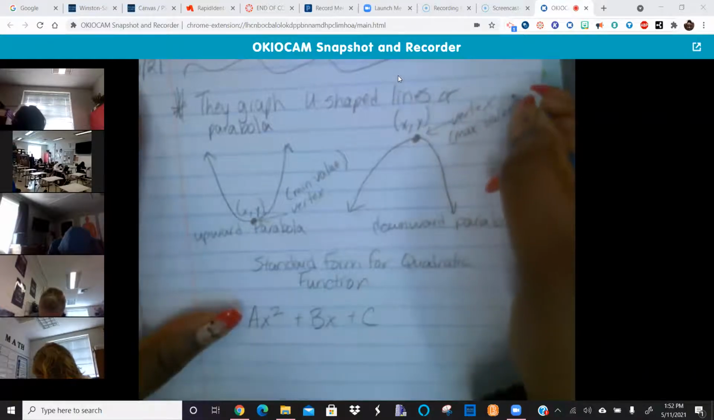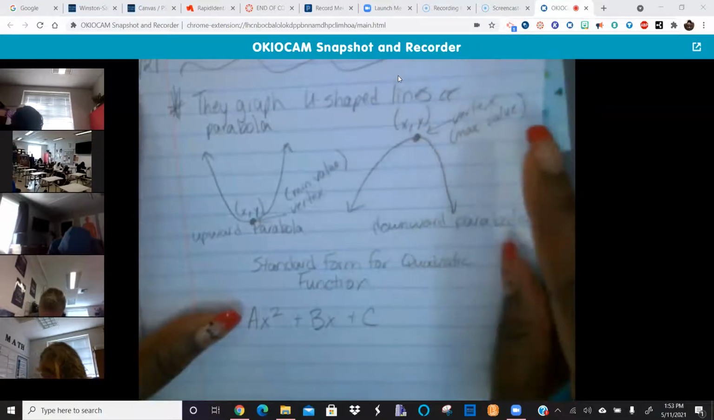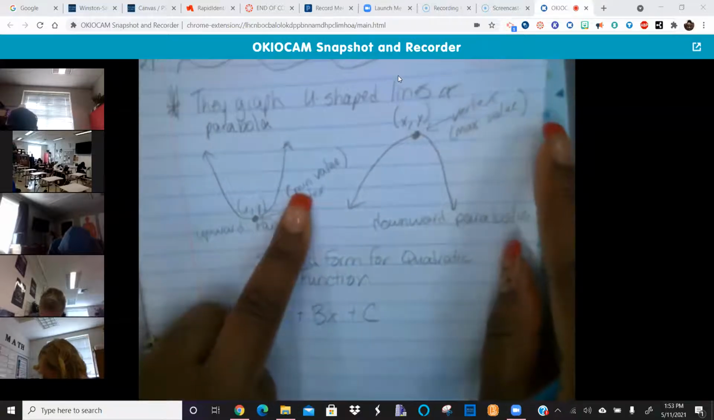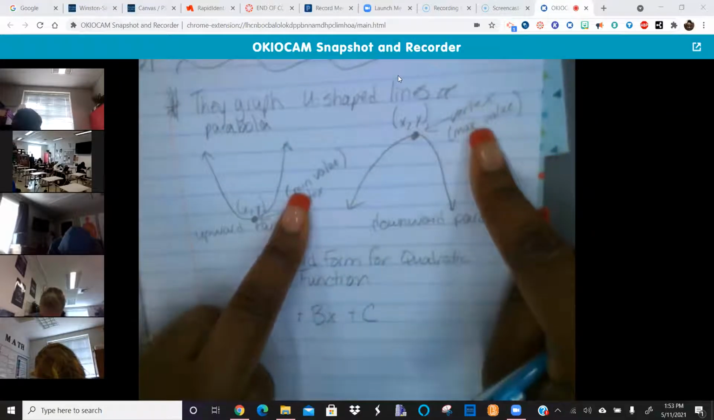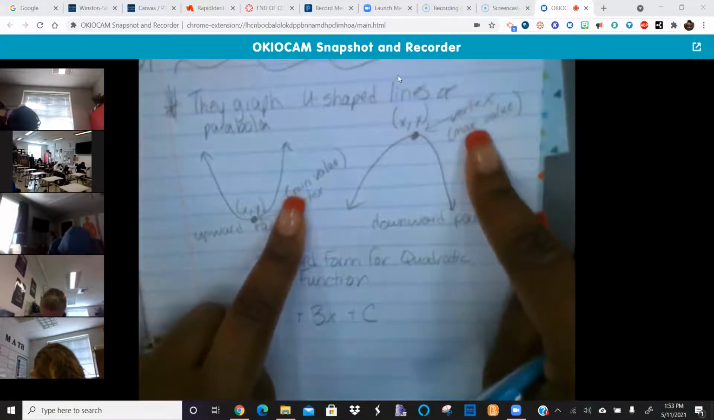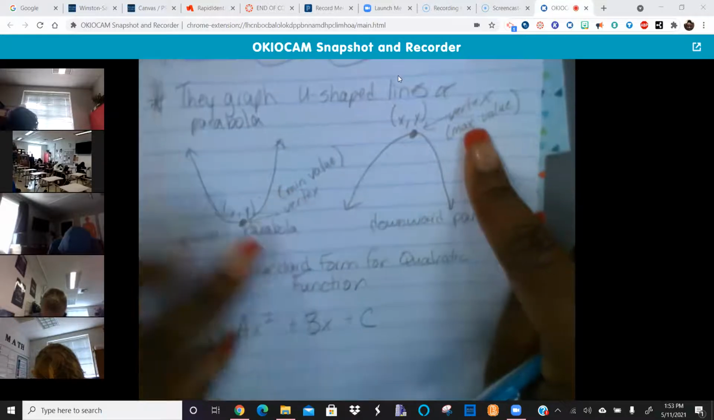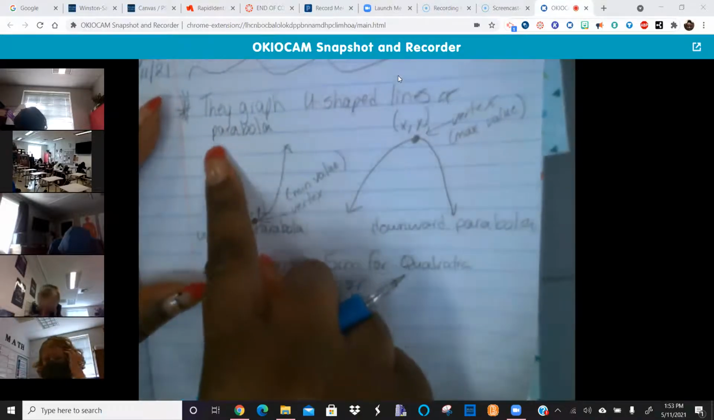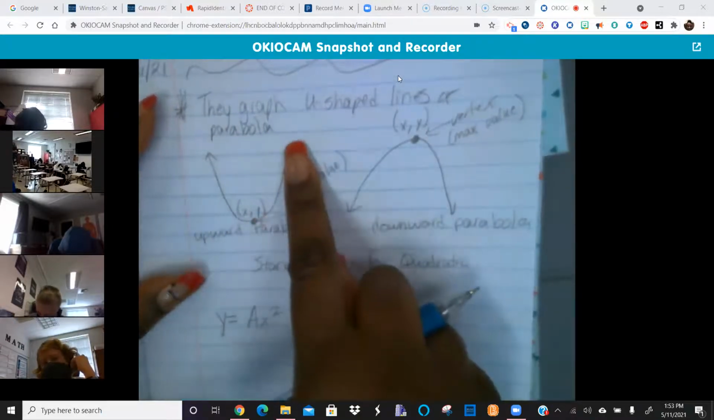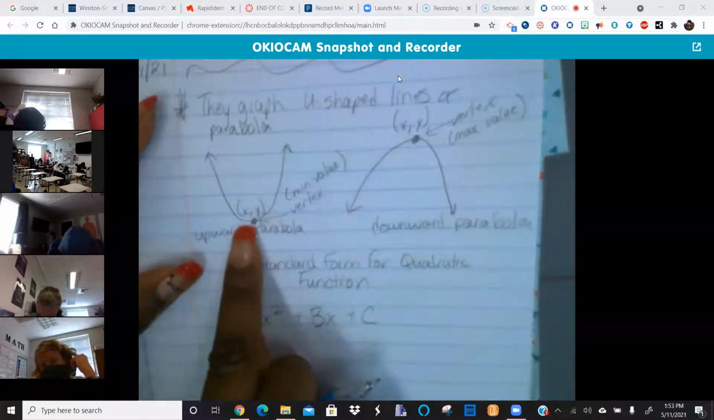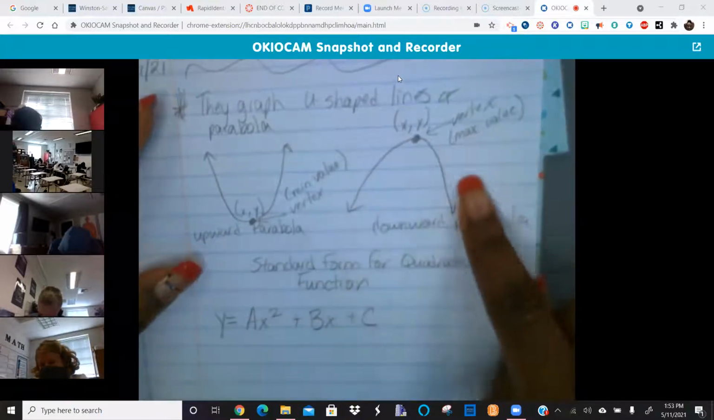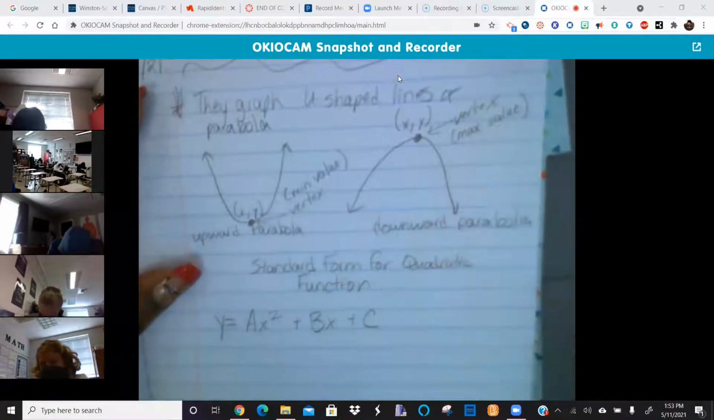A vertex is either or, but not both. It's either called the minimum value or the maximum value. But for obvious reasons, it can't be both. It's either going to be the lowest point on the parabola or the highest point on the parabola. Any questions about that?